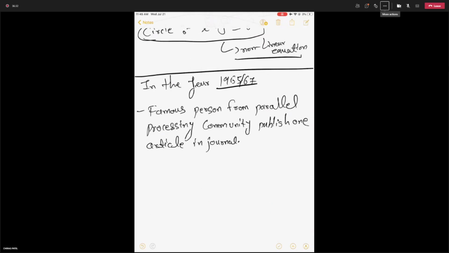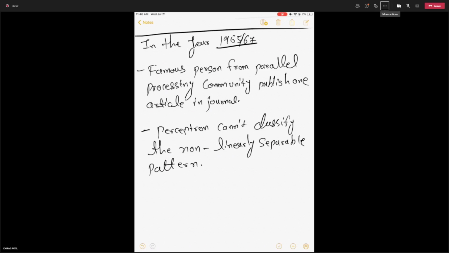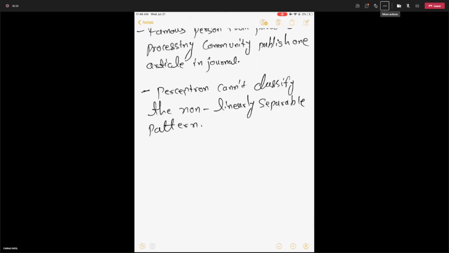So he stated two things. First, your perceptron cannot classify non-linearly separable patterns. This is the first claim he made in his paper.